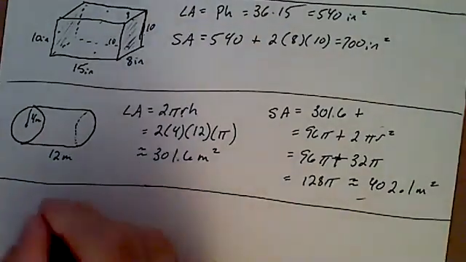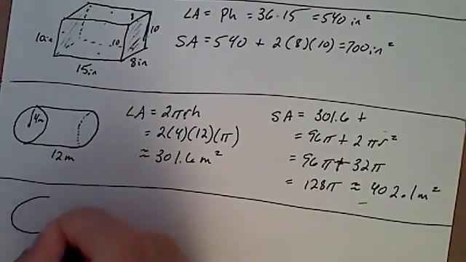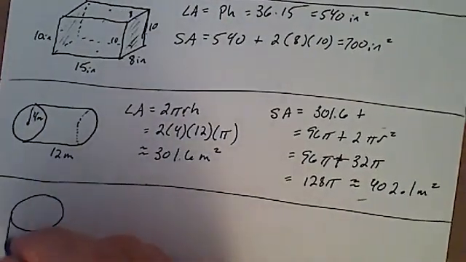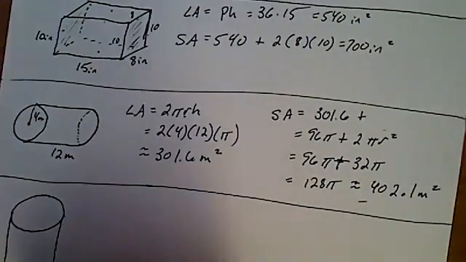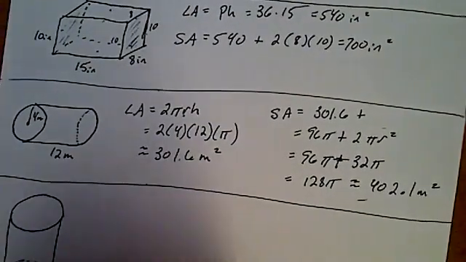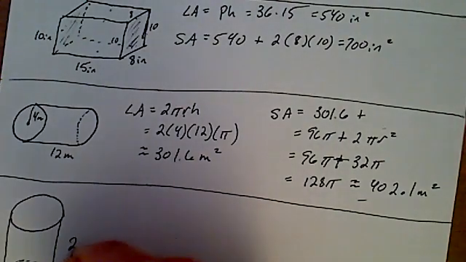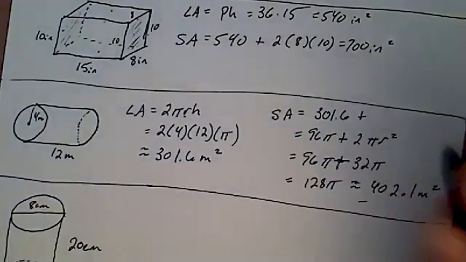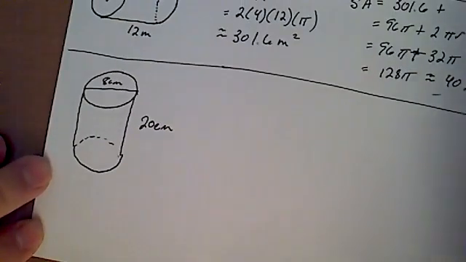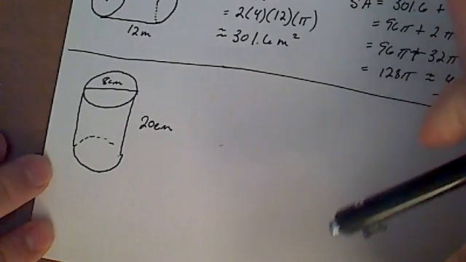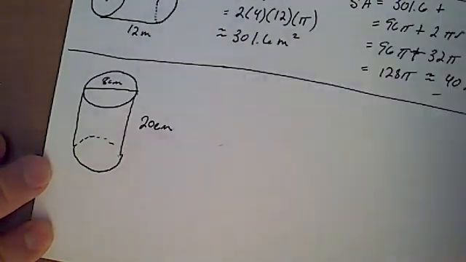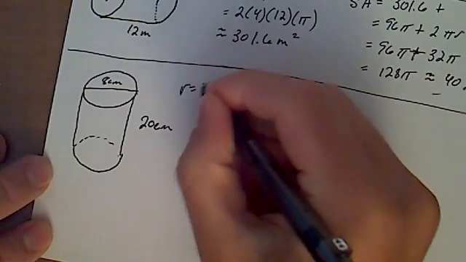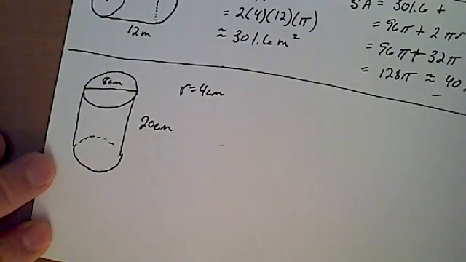And last one. This time we have a diameter of 8 centimeters and a height of 20 centimeters. This might be a good one to pause. Just recognize that this is the diameter, not the radius, right? So our radius is 4 centimeters. And you might pause it and actually try to work this one out.